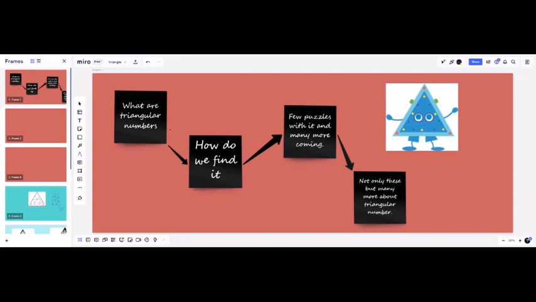Okay, let's begin. I've got an interesting topic, and the topic is called triangular numbers. We're going to see how we find them, and we're going to know what triangular numbers are. We're going to do a few puzzles with it and many other mysteries and stuff about it. Okay, so let's begin.